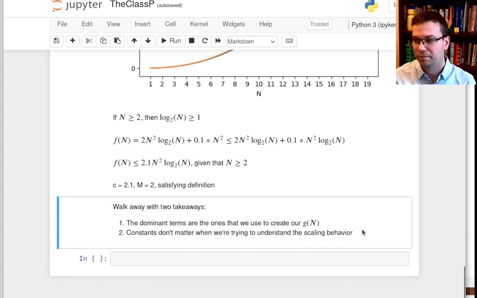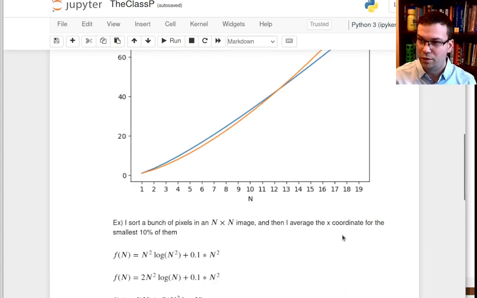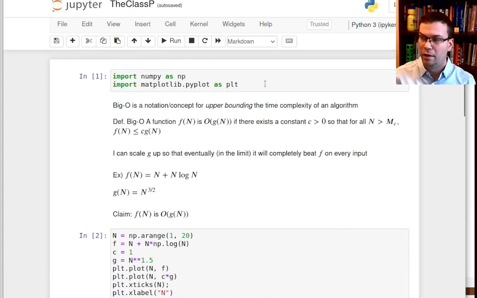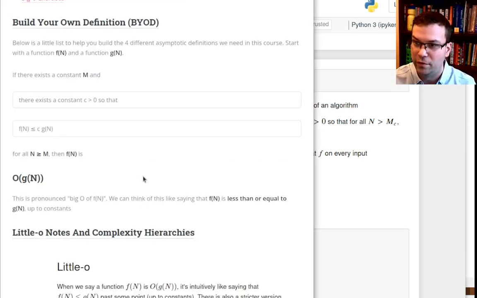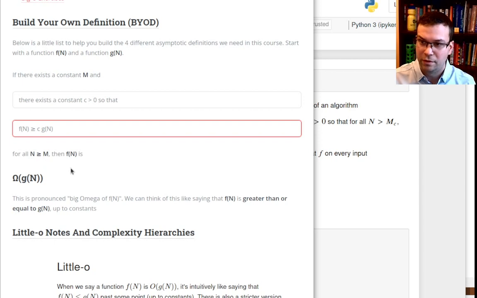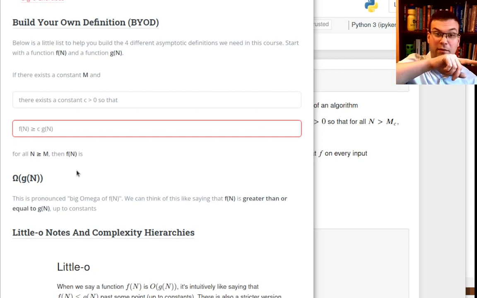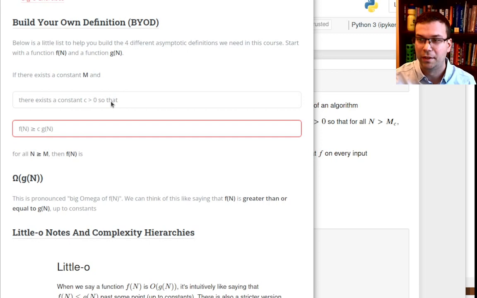Okay, so I just wanted to go over the formal definition of big O again. For my data structures class, I have this build your own definition where I show that that's the definition of big O, but you can tweak these things a little bit. If I were instead going to lower bound the function, so to say that there's a function that I can always multiply by a constant so that it's always less than or equal to my f, that's called big omega.